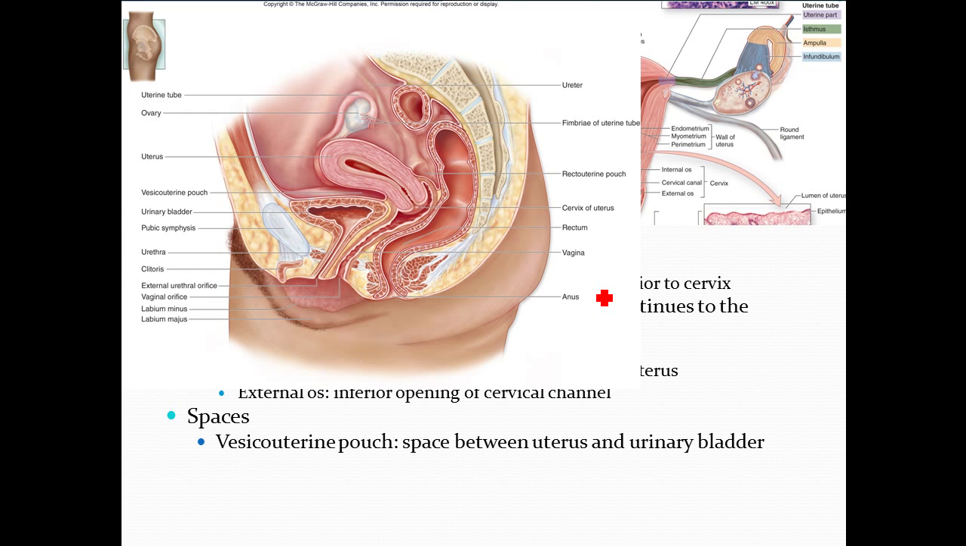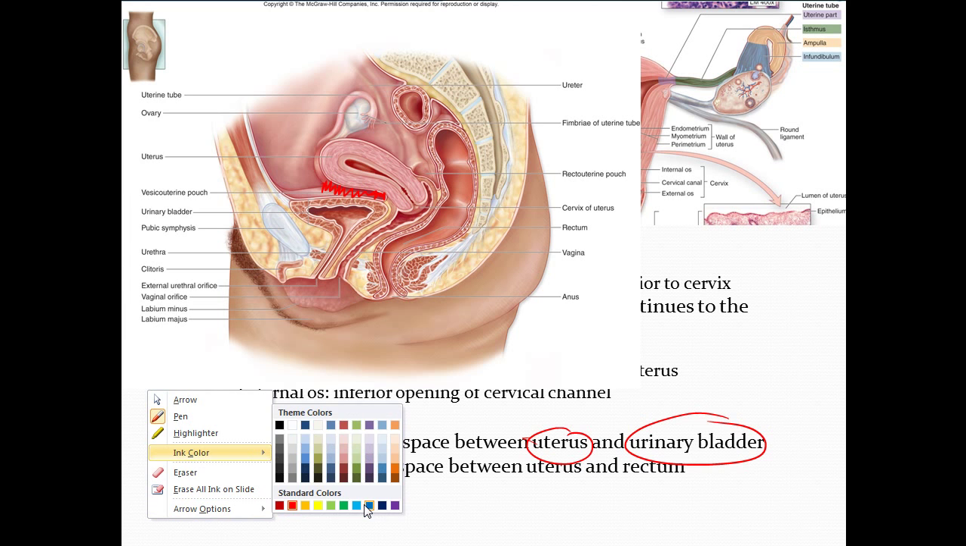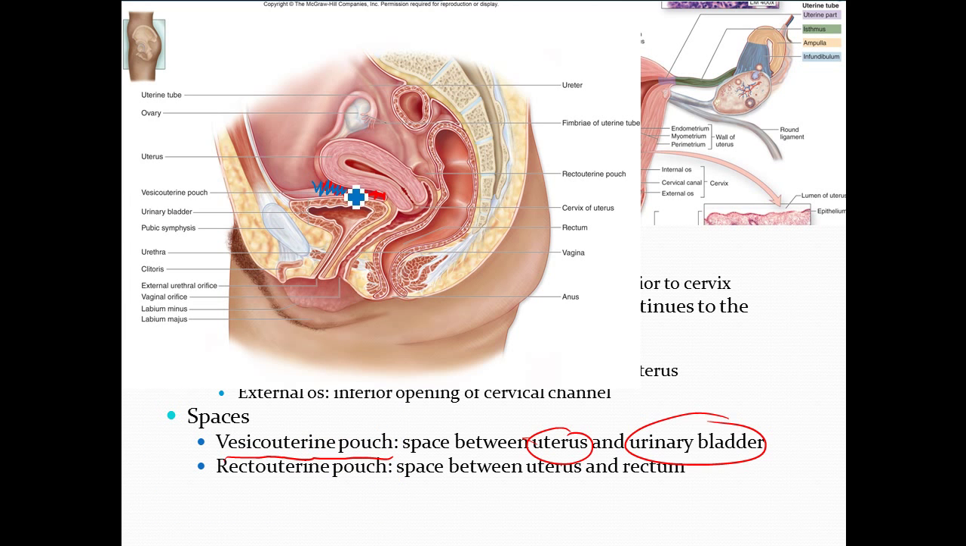There are two spaces that you'll also need to know. There's the vesical uterine pouch, and this is a space between the uterus and urinary bladder. So this space right over here. Let me just use a different color instead. This space right here is the vesical uterine pouch. And then there's the recto-uterine pouch, which is just the space between the rectum and the uterus. Those are the two spaces there.